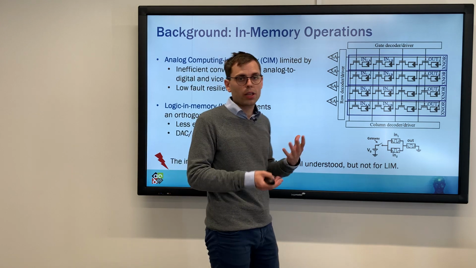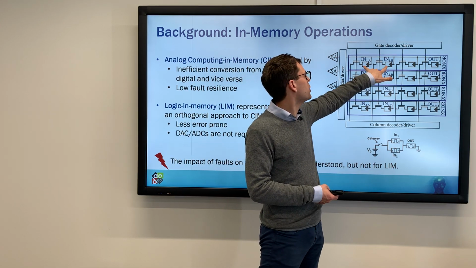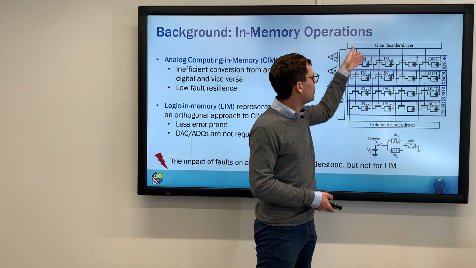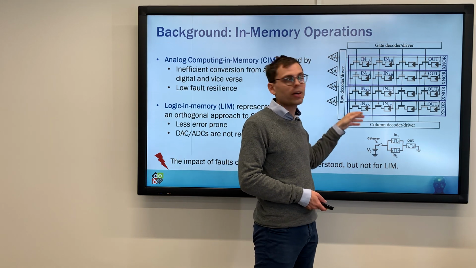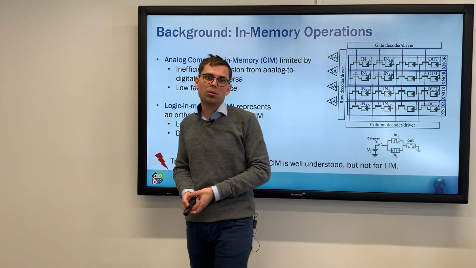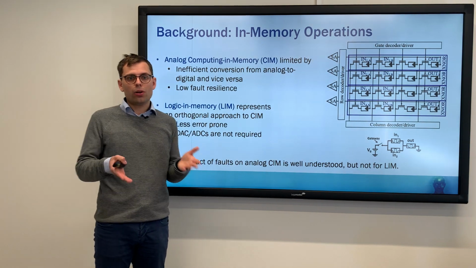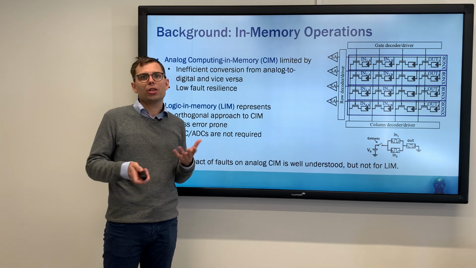So what you have to take home from this slide is what you can do for logic in memory: you have your binary status written into your memory cells, you get the binary status out, and row-wise you do your operation, and column-wise you have vectors on which you can execute the operations in parallel. So the impact of faults, which is the topic of today's talk, for CIM, analog CIM, is well understood, but for logic in memory it's not.